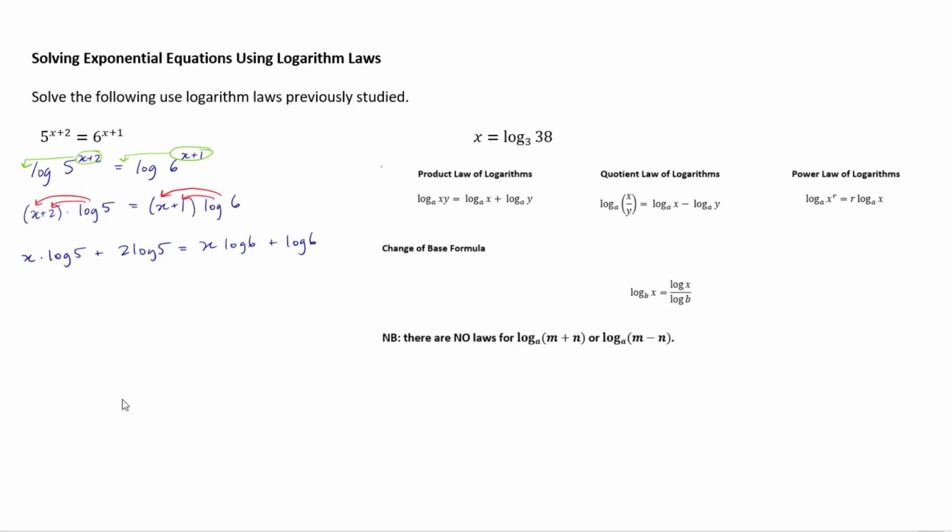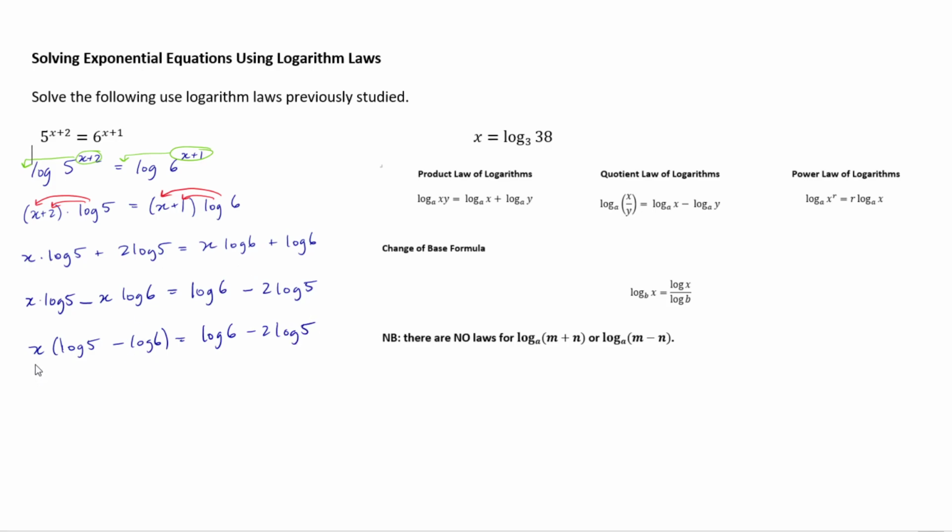I'm going to get all my x logarithms onto one side, so I'll put x log 5, and then I'll take this x log 6 and bring it over, so minus x log 6. I'll take this 2 log 5 and bring that to the other side, so then log 6 minus 2 log 5. I see that I have x common to both terms here, so I can factor out the x. Then I have x times log 5 minus log 6 is equal to log 6 minus 2 log 5.